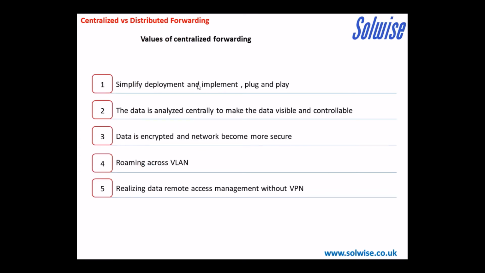So the values of centralized forwarding are simplified deployment and implementation. The data is analyzed centrally to make sure the data is visible and controllable. So that's all the data being routed through the actual controller. The data is 100% encrypted. So from the time the client sends the data to the access point, from that point on, that data is encrypted over that private tunnel. Because all of the data is being routed to the controller, you can easily do roaming. You can even do roaming between VLANs, assuming of course you've got the appropriate permissions to do that. And you can also do things like remote access management, just by doing remote management to the controller.